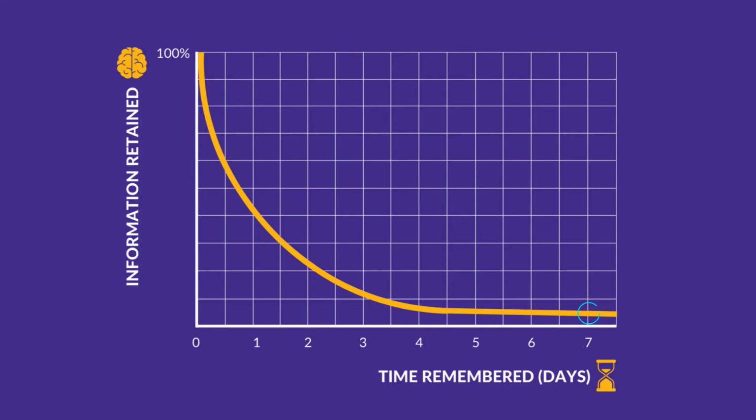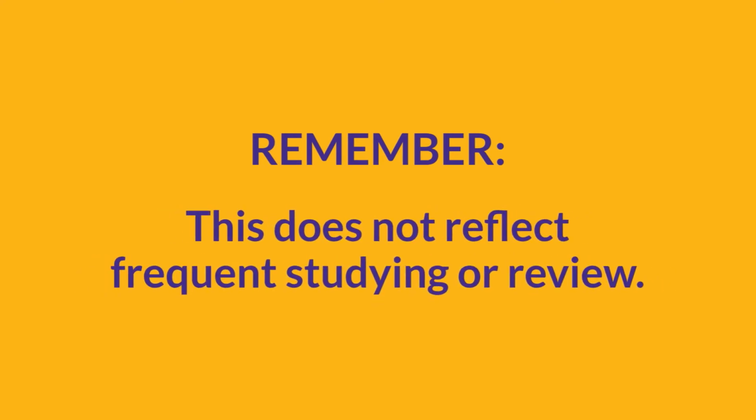By day 7, you'll remember even less, and by day 30, you'll only retain just a few percent of that original lecture. Remember, this curve shows what happens without frequent studying or review. So let's take a look at the curve when regular review is included.